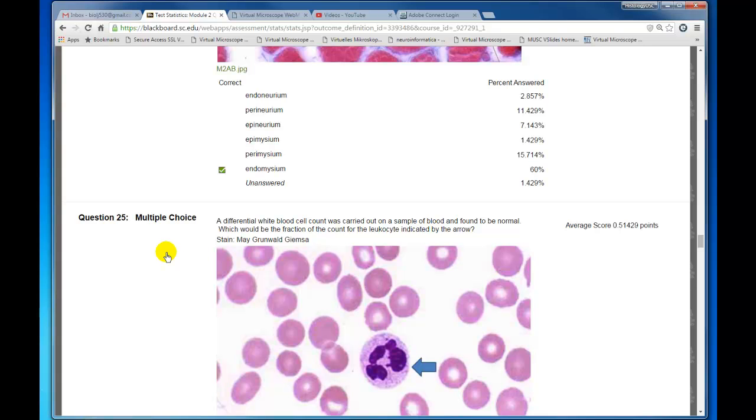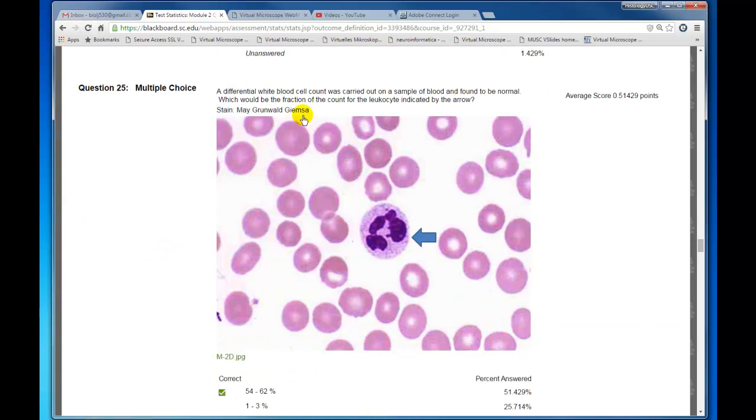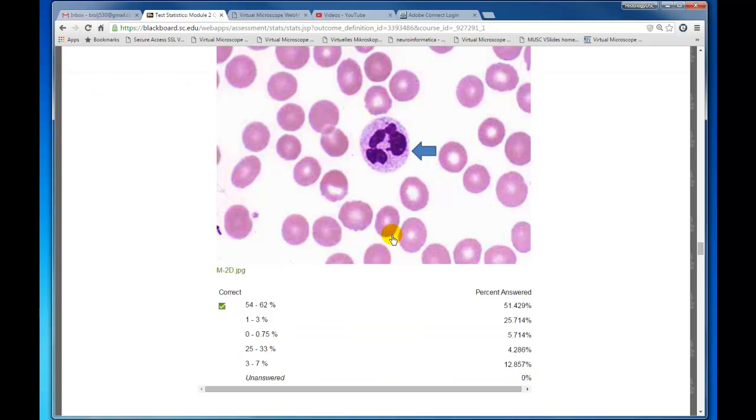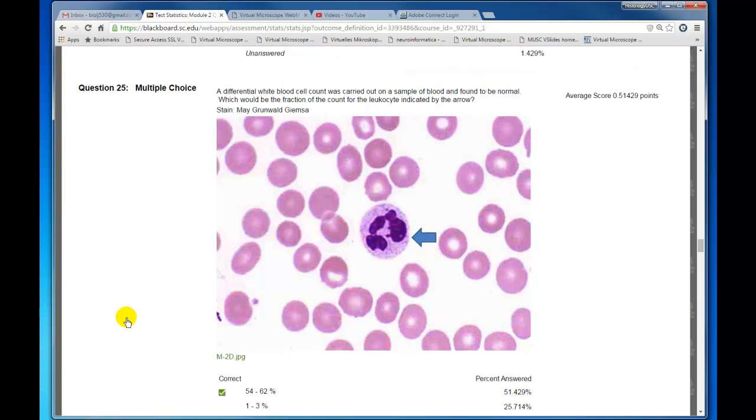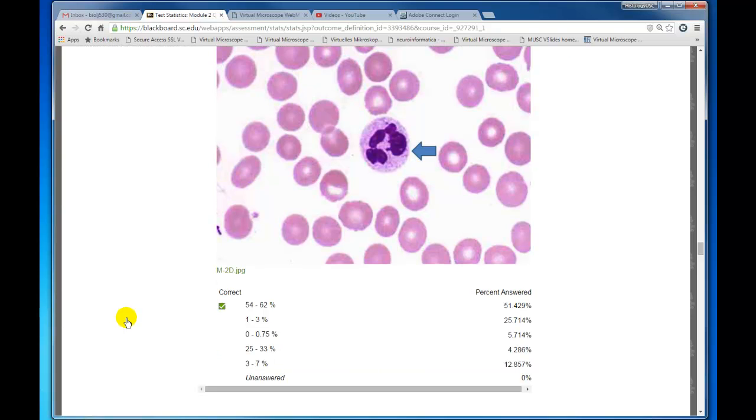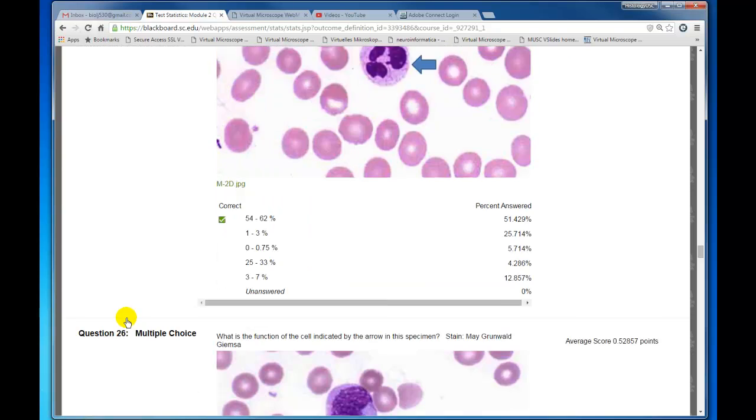Okay, so question 25, recognition of white blood cells. This is a neutrophil. And the question asks you to choose the percentage in a white blood cell differential count. That is, what fraction of the count would be this type of cell. First, you have to recognize the cell, so you need to review all the white blood cells, lymphocytes, etc., and be sure you know the percentage range.